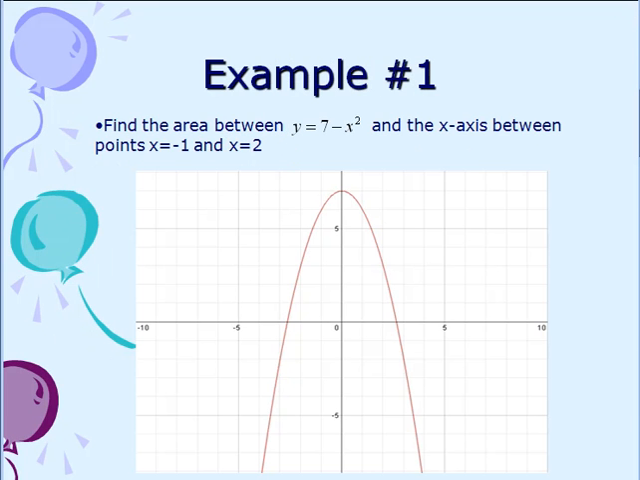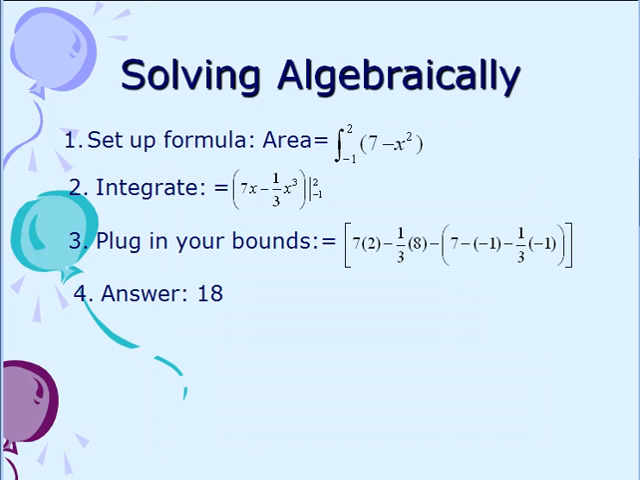Example 1: find the area between y equals 7 minus x squared and the x-axis between points x equals -1 and x equals 2. That's just the graph of your equation. When you solve it algebraically, you have to set up your formula and plug in all your numbers. You put in your lower limit and your upper limit and then plug in the equation. Then you integrate and plug in your bounds, and you'll find that the answer is 18.